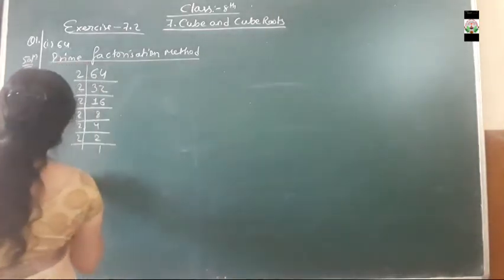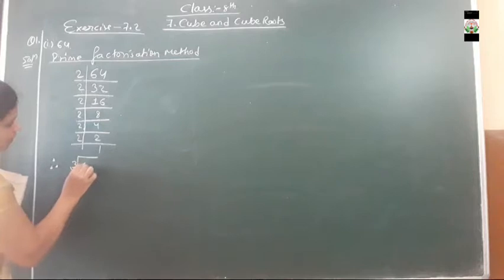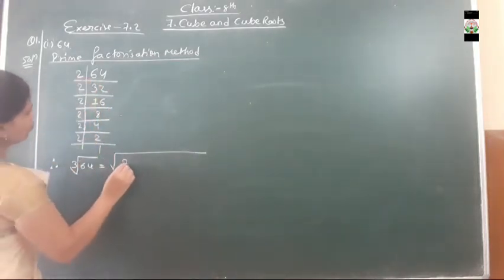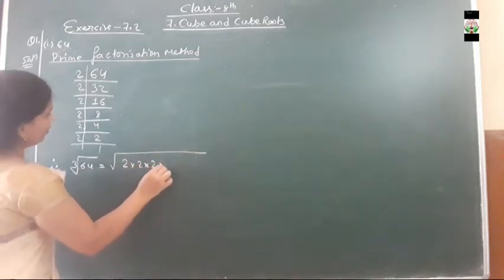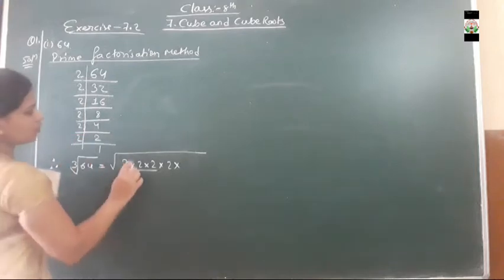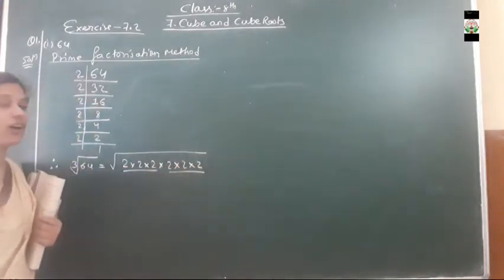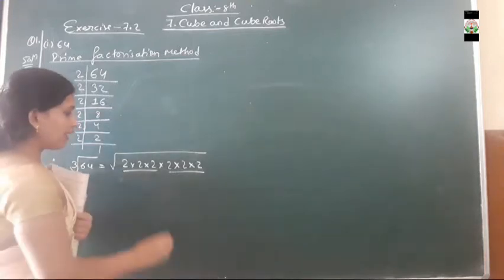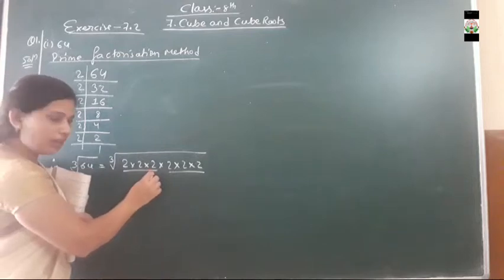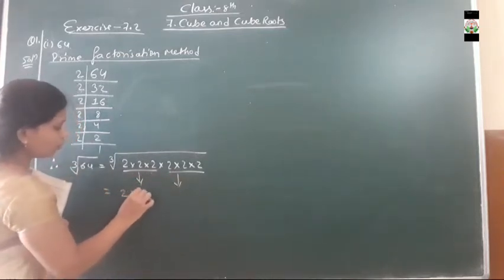So in order to find the cube root of the number, cube root of 64 is equal to, what are the factors we are having? 2 into 2 into 2 into 2 into 2 into 2. So here we are having how many 2's? We are having six 2's, and since it is a cube root we have to make groups of 3 numbers. Among the 3 numbers, one of the 2's comes outside from the cube root.